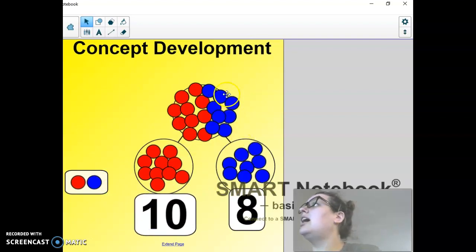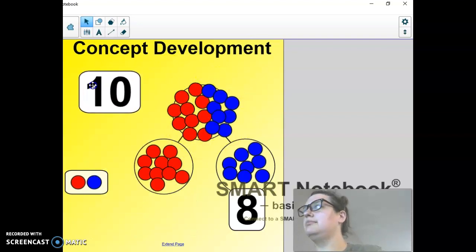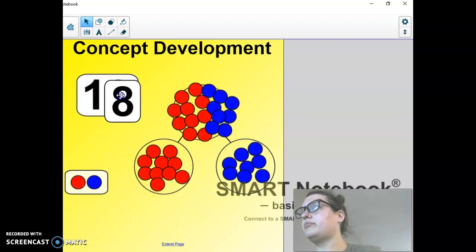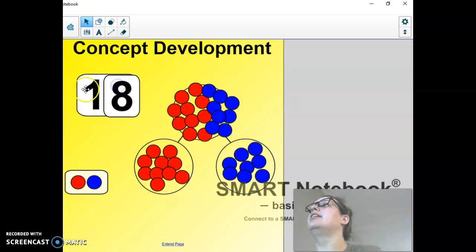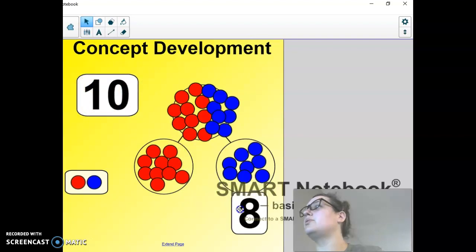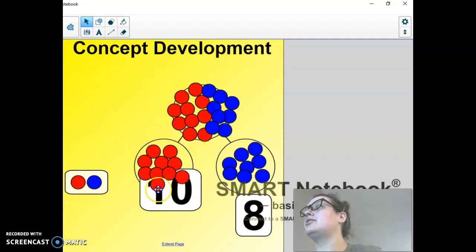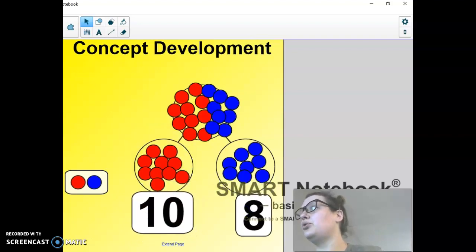And then I can look up here at this part and see that I have 10 red and 8 blue. So I'm going to just put this number back up here. This is our tens place. Whenever you see it, you know that there's a hidden 0. So there's always going to be 10 there. And then there are some ones left over, which in this case was 8.